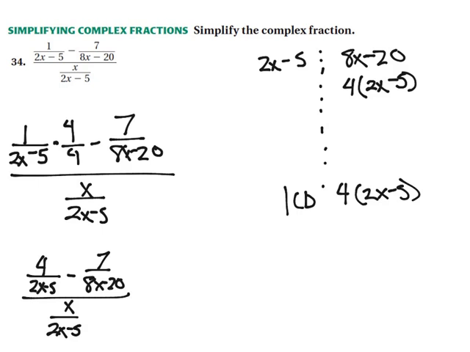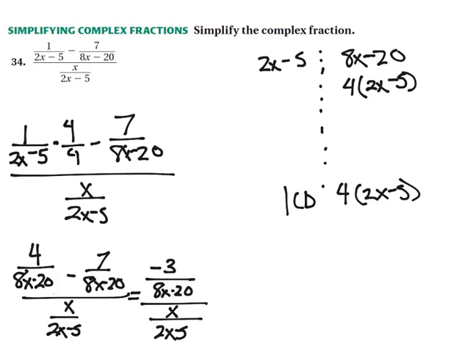And so the top on this one would simplify to 4 minus 7, which is negative 3, over, and this is actually 8x minus 20, and so we're going to end up with 8x minus 20 all over x over 2x minus 5. And I shouldn't have really distributed on that. I should have left it factored.